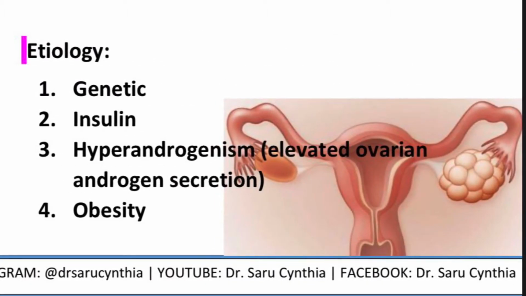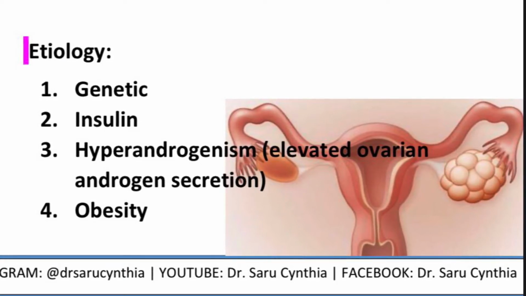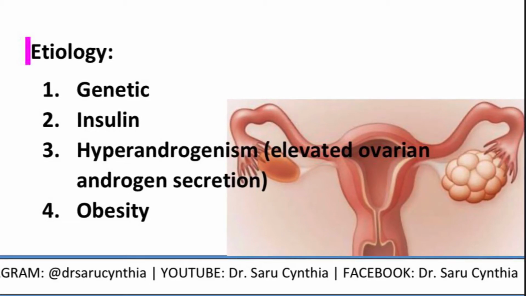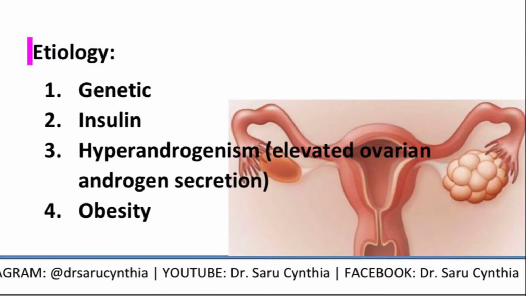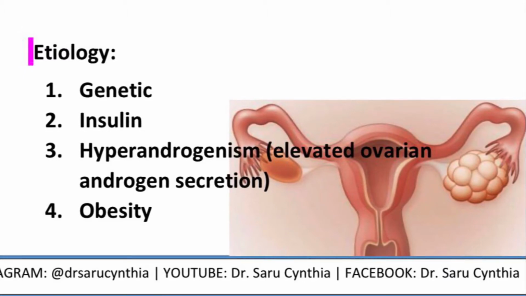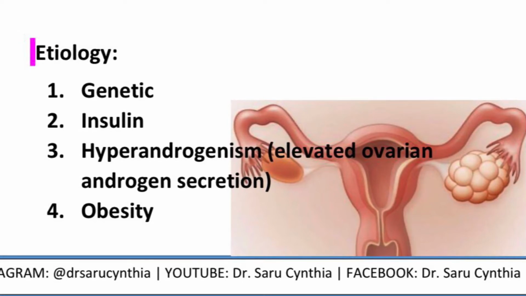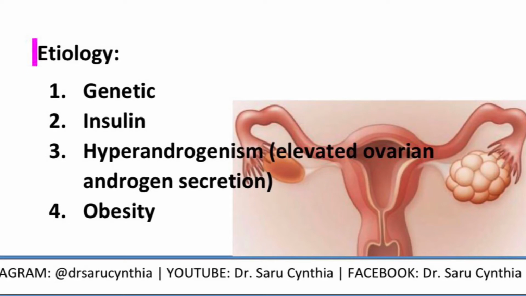Etiology is unknown. However, there's been links to genetics, insulin resistance and hyperandrogenism that have been postulated to be causing the polycystic ovarian syndrome. I'll just go in depth just a little bit to explain.